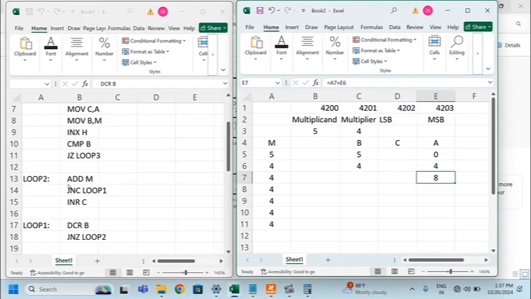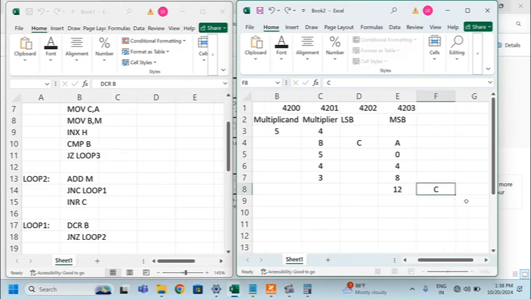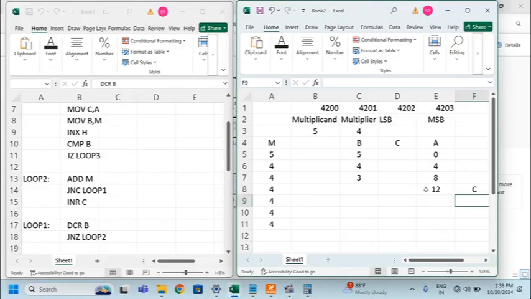Again, what is the next step? We are just comparing no carry. Now carry is not generated. You cannot increment the C because the carry is not generated. So you go to loop 1, decrement the B. So B is decremented, 3. Now is it 0? No. Repeat the process. Again add the M, then it becomes 12. 12 in hexadecimal is C. So it is a decimal value, and it is a hexadecimal value. Also there is no carry.